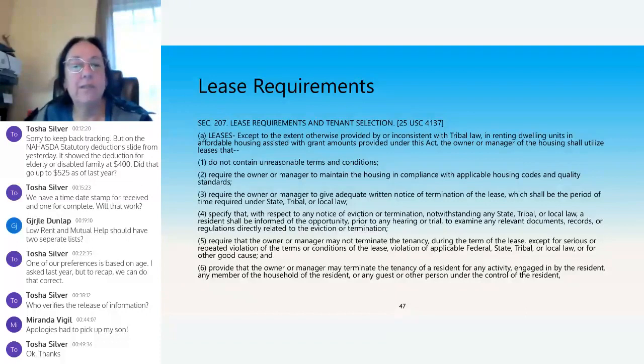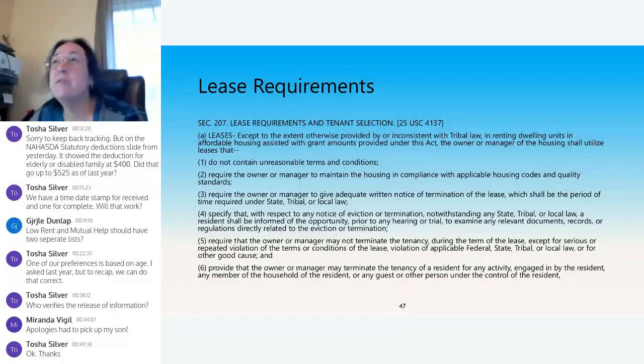Who verifies the release of information? You wouldn't need a verification of the release of information. It should be in the tenant file. You should be getting it for everybody over the age of 18. And every time somebody comes in, you should be opening it to the signed one to see when the dates are. I think that's what you mean by verification.